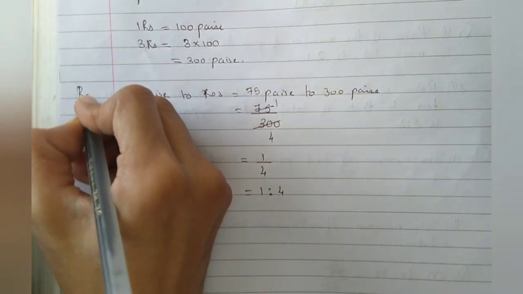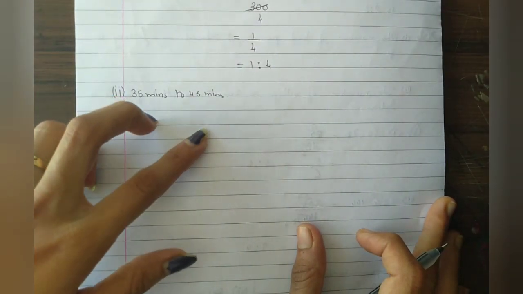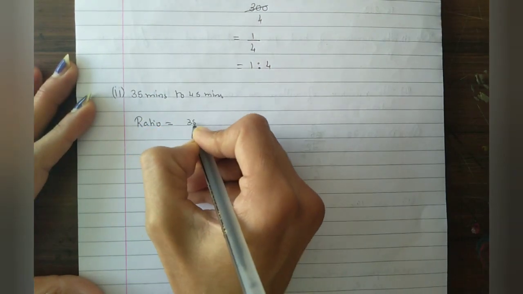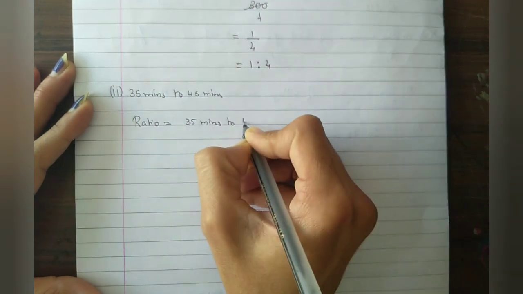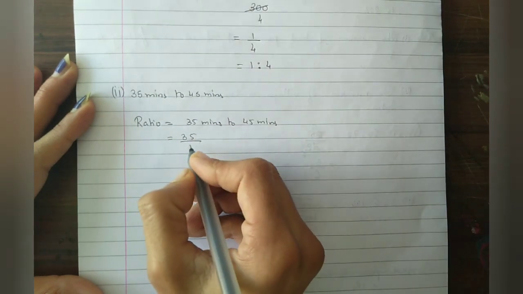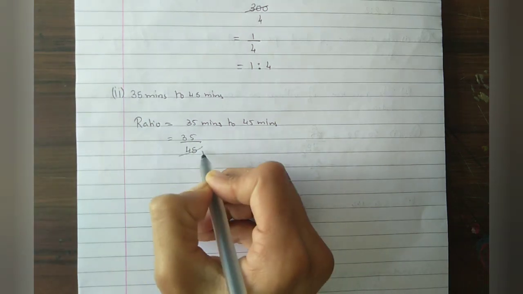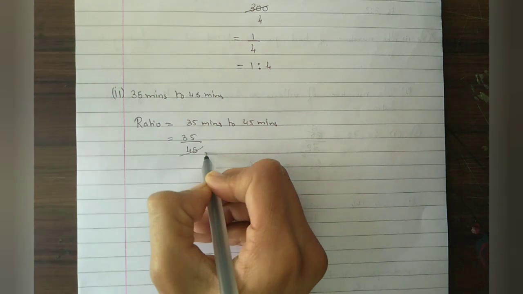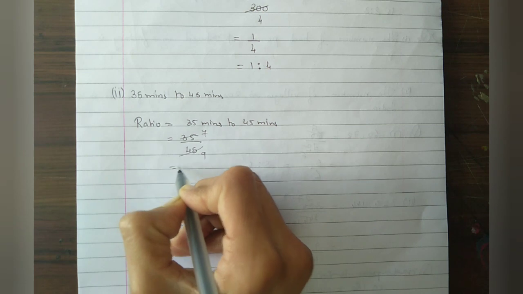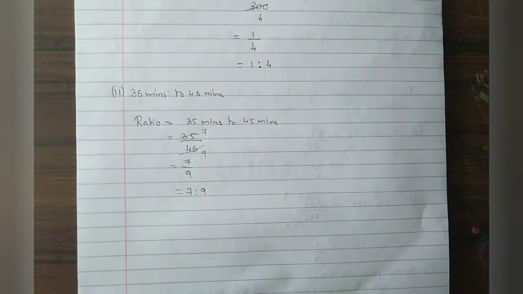Here the ratio is 35 minutes to 45 minutes. Now here the unit is the same, so we can directly find the ratio. We can write it in fraction form. So 35 upon 45, we can cancel it with 5: 5 nines are 45 and 5 sevens are 35, which is equal to 7 upon 9. So the ratio is 7 ratio 9.